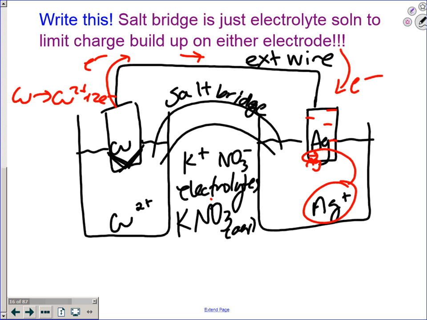And then as this copper, and I didn't state this earlier, as it loses its electrons up here, itself can't maintain its solid state because it's no longer a neutral atom. Once it lost 2 electrons, what does it become?